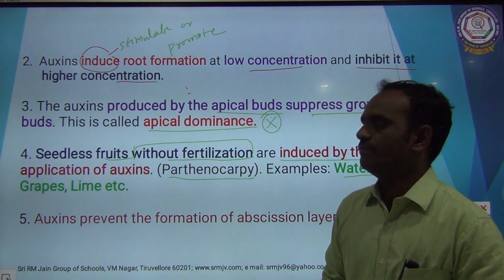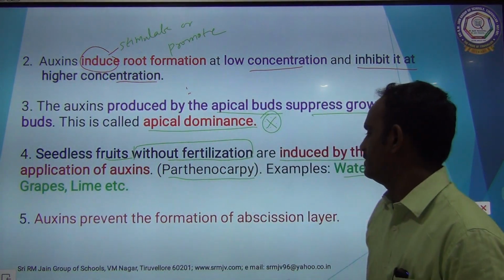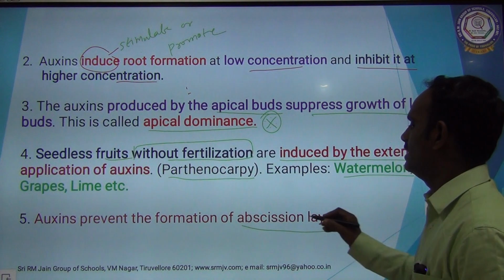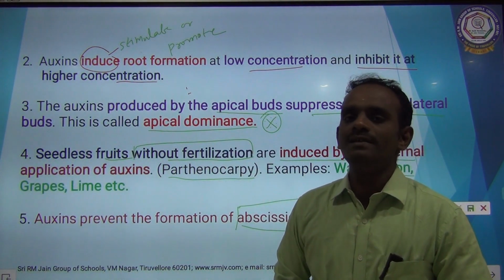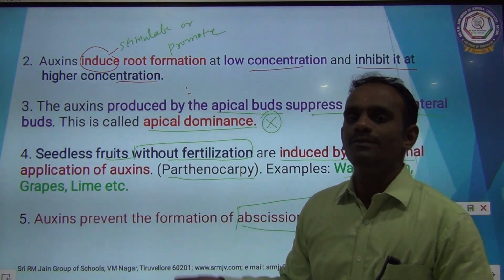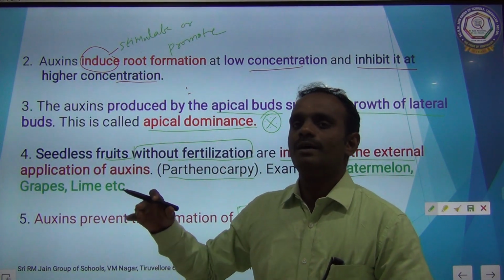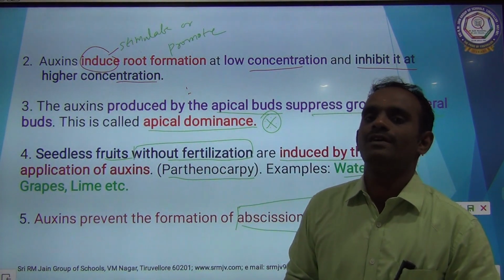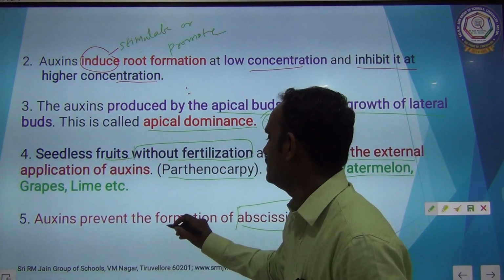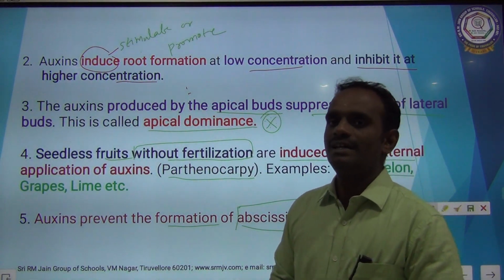The fifth physiological effect, auxins prevent the formation of the abscission layer. What is the meaning of abscission? Abscission means shedding of leaves, removal of plant parts from the plant. What are the parts? Leaves, flowers, fruits, etc. So auxin prevents the formation of the abscission layer. Clear?